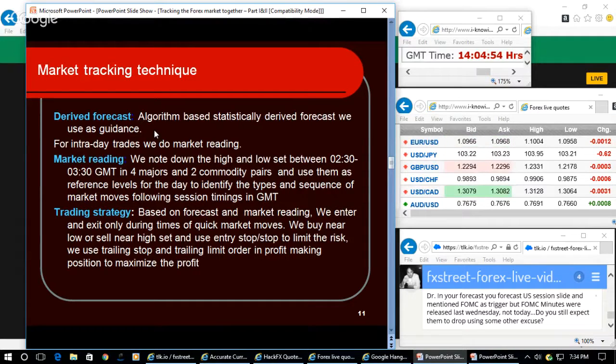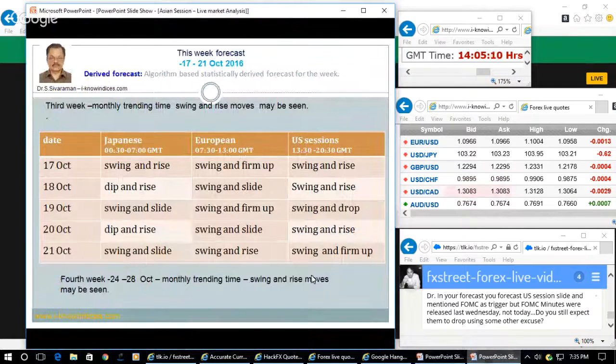On a weekly basis, I give the webinar called Asian Session Live Market Analysis. On Mondays, I give and review the forecast on Friday during the webinar time. In that, I give the session-wise forecast. The session-wise forecast will be like this: each day, during the Japanese, European, and the US session, how the market is expected to behave.